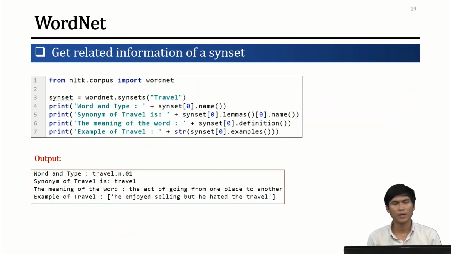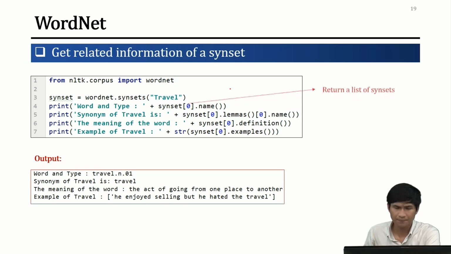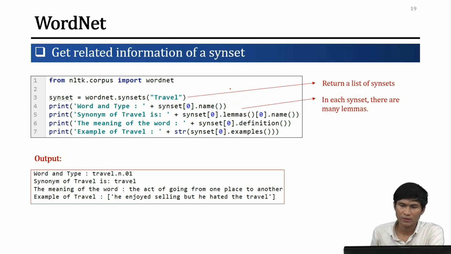And next we will see how we get the related information of a synset. So from here we import WordNet, and next we try to find the synsets of the word travel. And it can have many synsets, right? So we just try to access the first synset in this list because it's returned as a list. And in each synset, there are many lemmas as we discussed earlier. So we're trying to access one lemma, and we find the name.